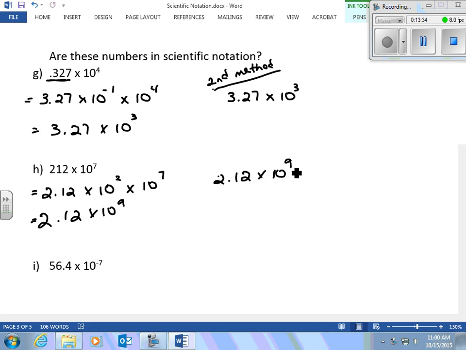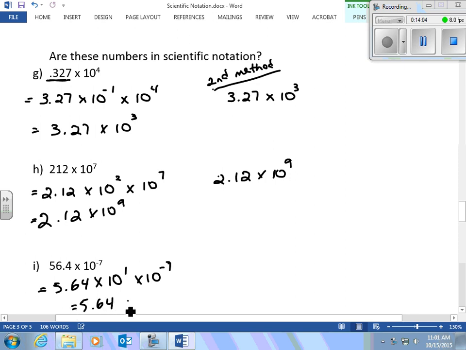And likewise, let's practice this one where I've got 56.4 times 10 to the negative 7. Remember your rules in working with integers. So that 56.4 is going to be 5.64 times 10 to the 1 because I've made this number smaller by a power of 10. And times 10 to the negative 7. So I'm adding the exponents. So I have a 1 plus a negative 7. So that's 5.64 times 10 to the negative 6.